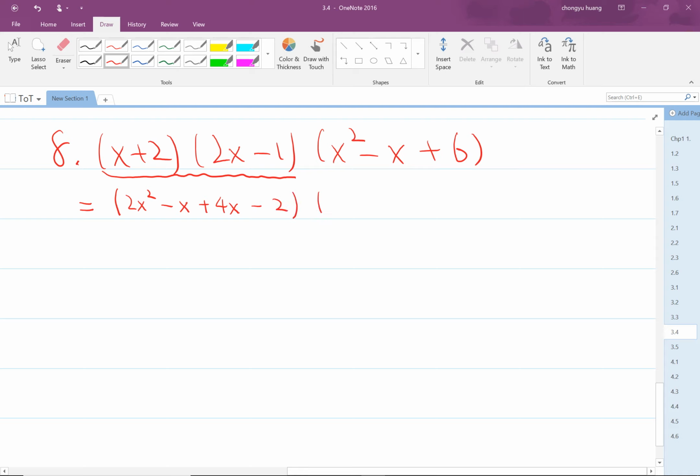So now we simplify a little bit, because right here we have -x plus 4x. So we can simplify a little bit more. What we have is 2x to the power 2, and then -x plus 4x, so it's positive 3x, and -2, right? And on the other side we have x squared minus x plus 6, right?